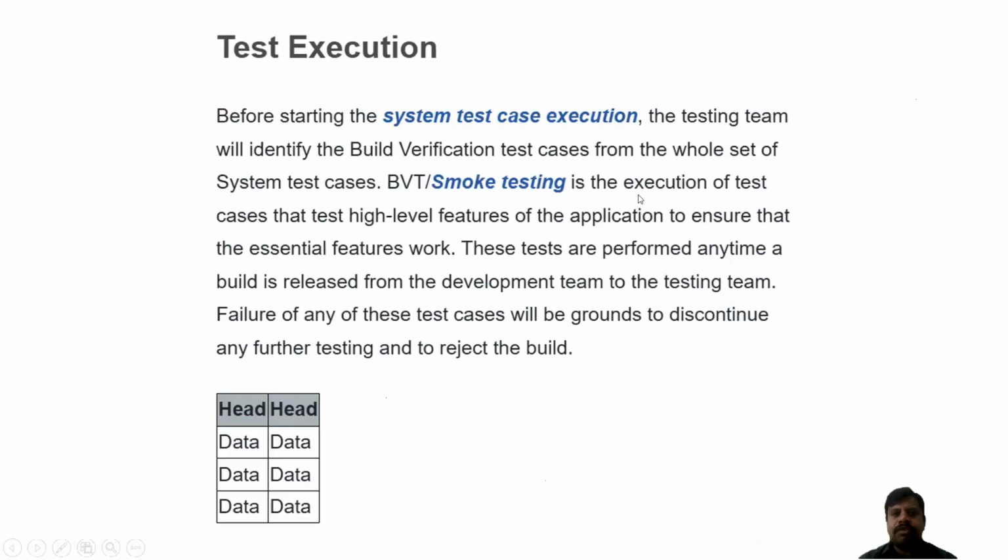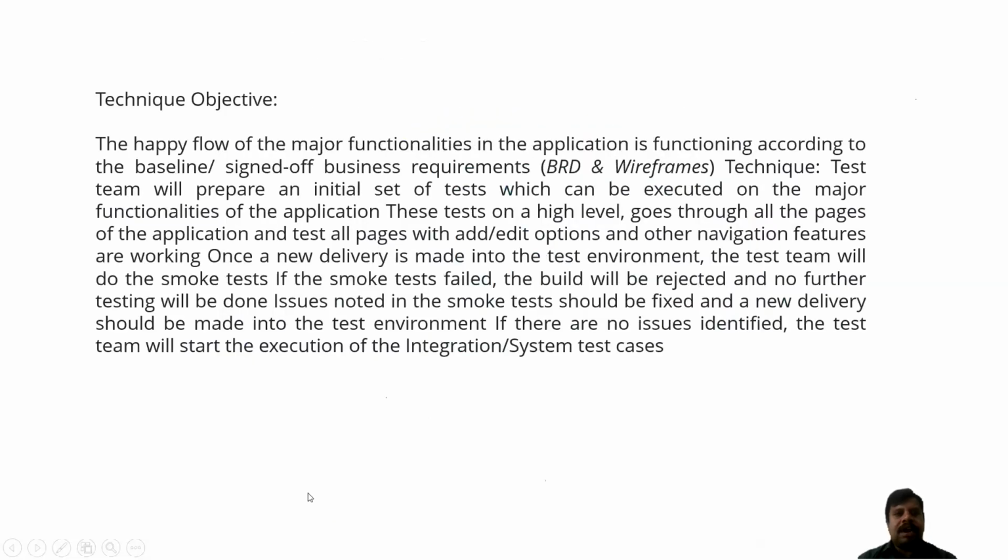BVT or smoke testing is the execution of the test cases that test high-level features of the application to ensure that the essential features work. These tests are performed anytime a build is released from the development team to the testing team. Failure of any of the test cases will be grounds to discontinue any further testing and to reject the build. Okay, the format will be like this.